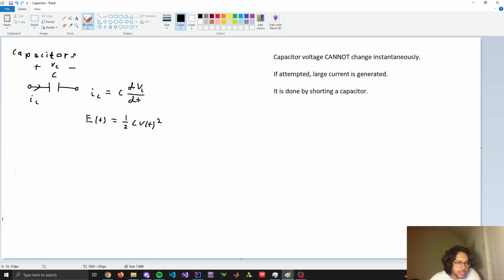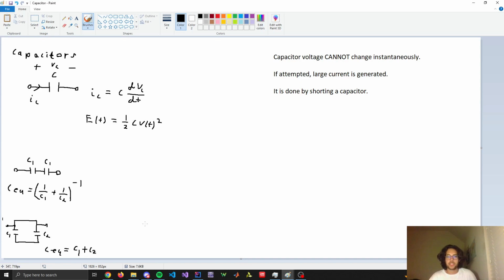And some other properties are how they're added in series and parallel. So remember, capacitors are the really interesting one, because in series, if we have C1 and C2, then CEQ adds up like parallel resistors. So we have 1 over C1 plus 1 over C2, all to the -1. And parallel capacitors add like series resistors. So if we have two parallel capacitors, C1 and C2, CEQ is going to be C1 plus C2, just like that.